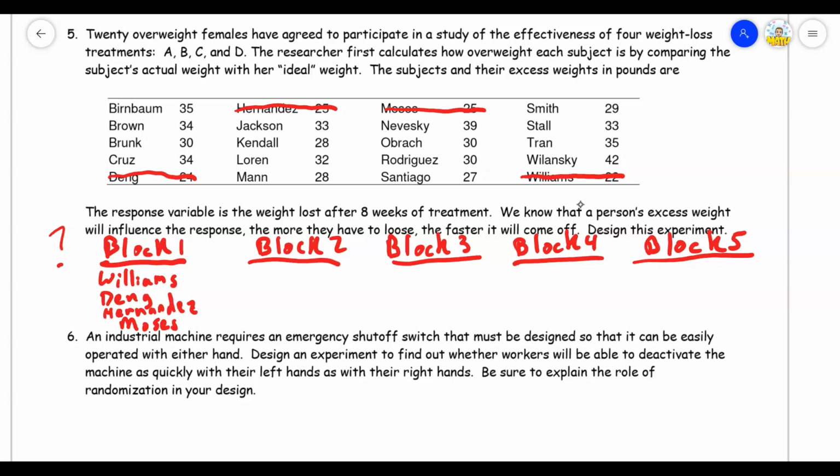Now, what would I do here? I would put all their names on a piece of paper, shuffle them up. The first name that comes out gets treatment A. The next name that comes out is treatment B. The third one that comes out gets treatment C. And the fourth one that comes out is treatment D. I need some kind of random way of assigning the treatments within that block.